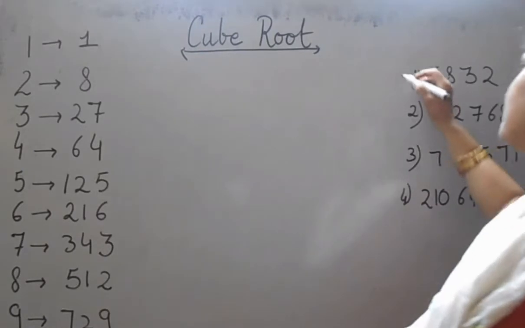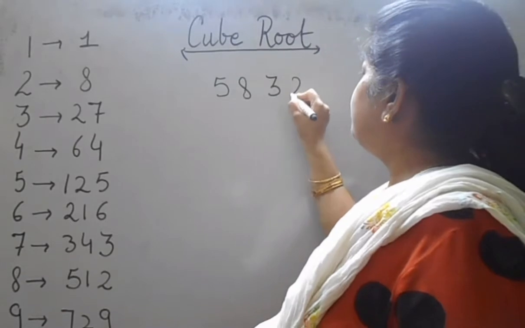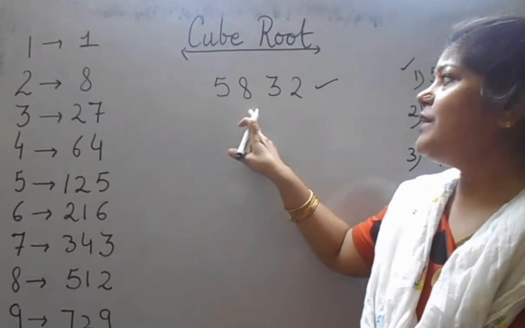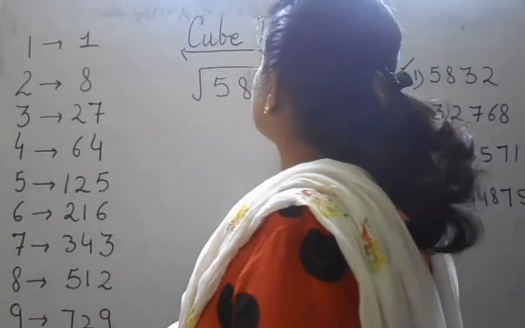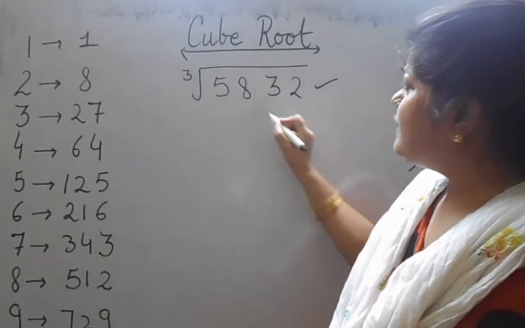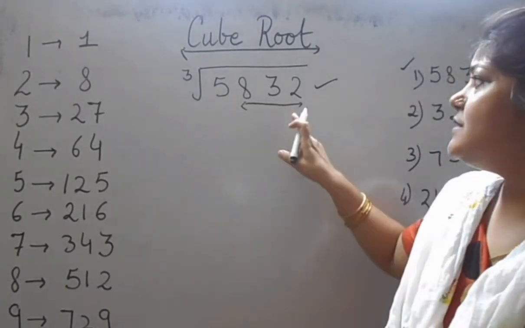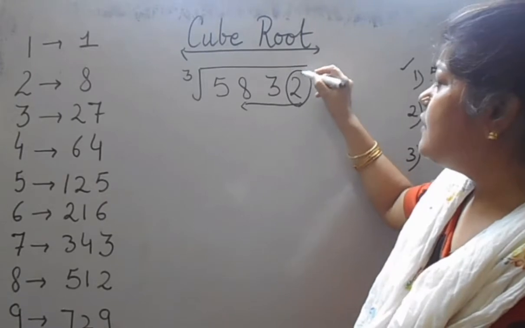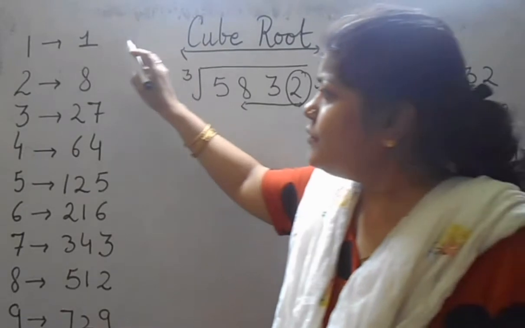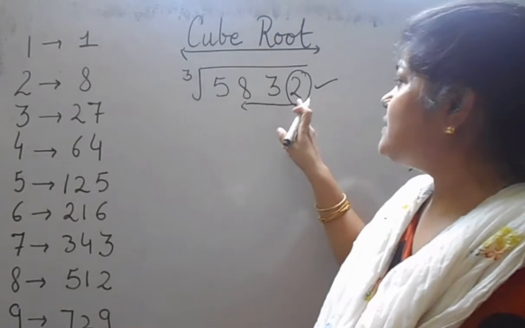For example, the first case which I have taken here is 5832. This is a 4-digit number and we have to find the cube root of this number. For this, the trick is that you first simply take the last 3 digits of the number. Just observe the unit digit, which is 2. Now you have to search here for the cubes which have the same unit digit, 2.